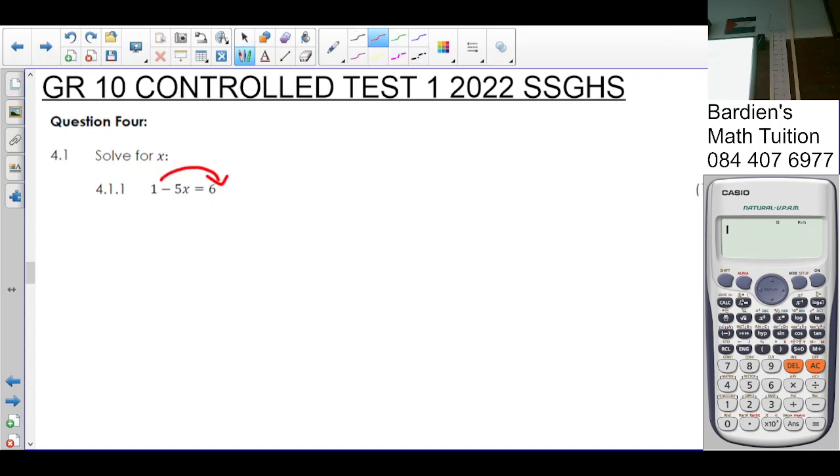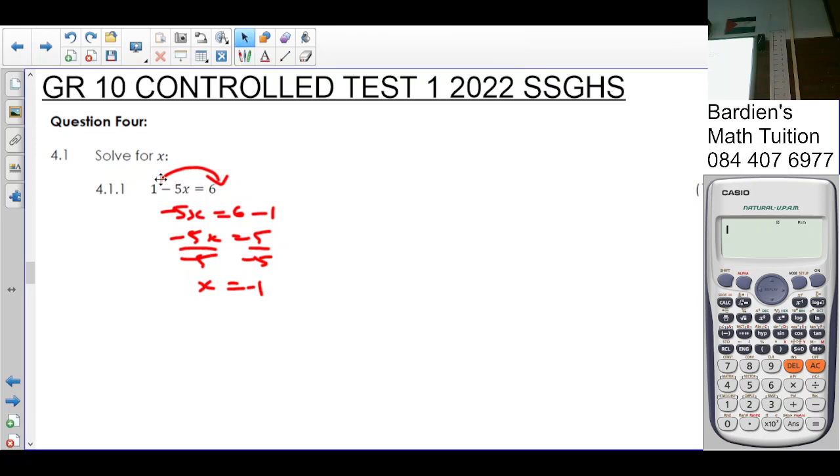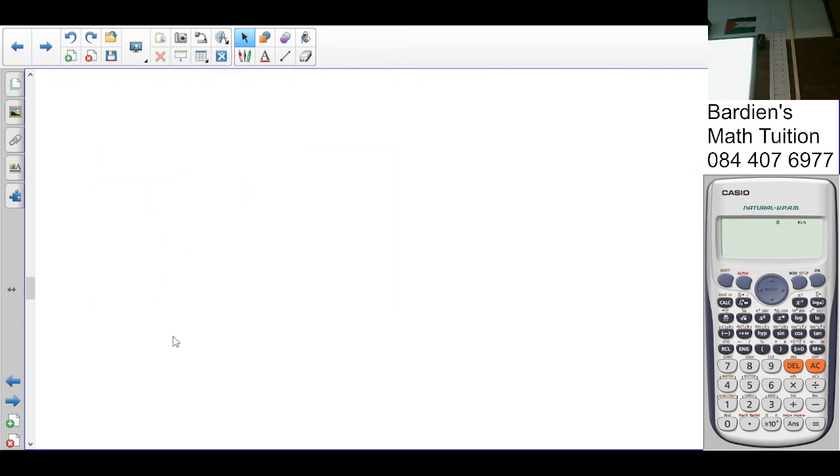Solve for x here. So you take that 1 over, it is negative 5x equal to 6 minus 1, which is negative 5x equal to 5. Divided by negative 5 both sides, x is equal to negative 1. Okay? I know some of you could have seen it straight from the offset. You could have just said x equal to minus 1 for your 1 mark.